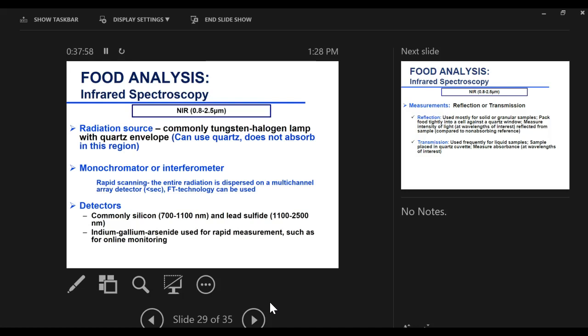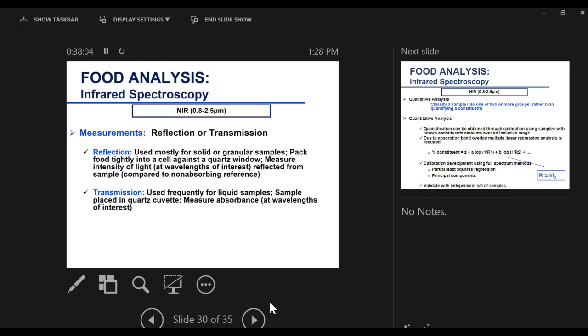So you can measure reflection or you can measure transmission. Reflection is mostly for solid samples, which have to be packed tightly. You can use a quartz window for your cell. Quartz does not absorb light in this region. Or you can use transmission, and this is for liquid samples. Again, you place them in quartz cuvettes and measure absorption at different wavelengths.